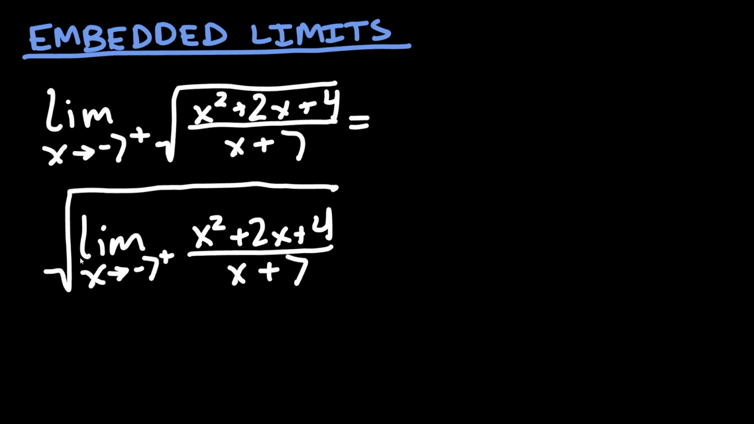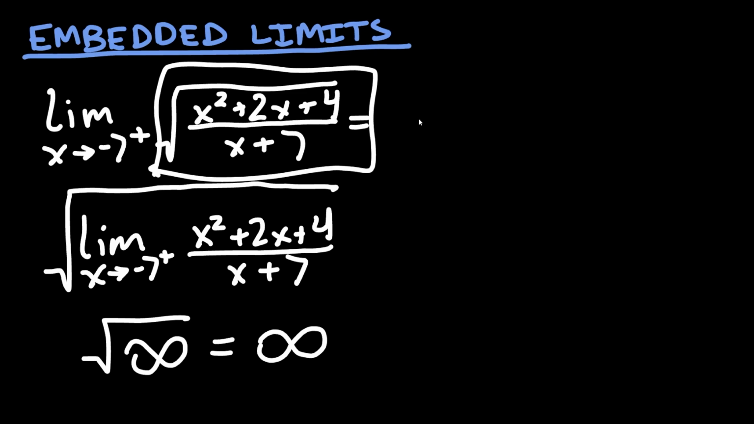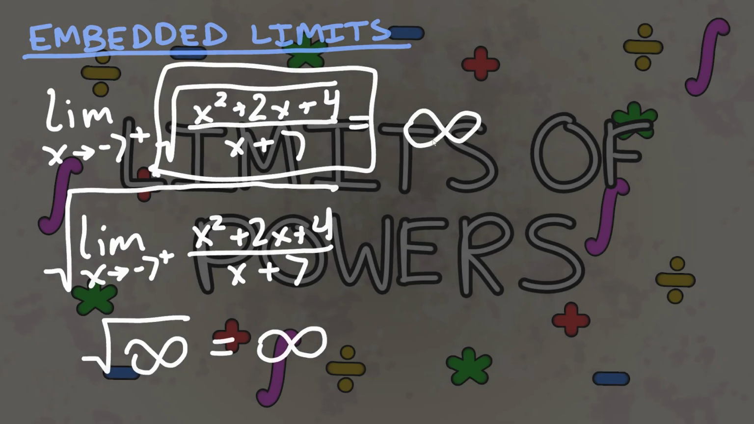Therefore, by doing this limit on the inside first, we are taking the square root of positive infinity. And what is the square root of positive infinity? Well, it's positive infinity. And so as x approaches -7 from the right, this entire function approaches positive infinity.